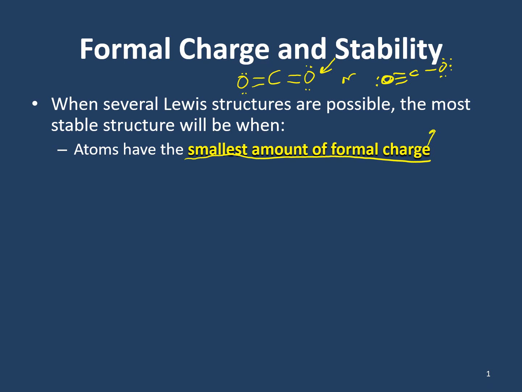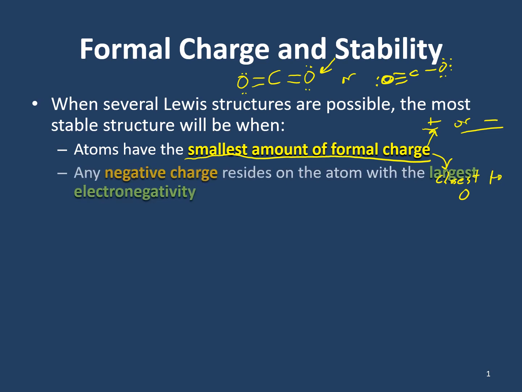Now, formal charge can be either positive or negative. And when I say the smallest amount, I don't mean either of these. Smallest amount means closest to 0 in this case. So -1 is better than -2. +1 and -1 are pretty much equally bad. They're not great, they're not horrible, but there's no difference between a -1 formal charge and a +1 formal charge. They're both not really great.